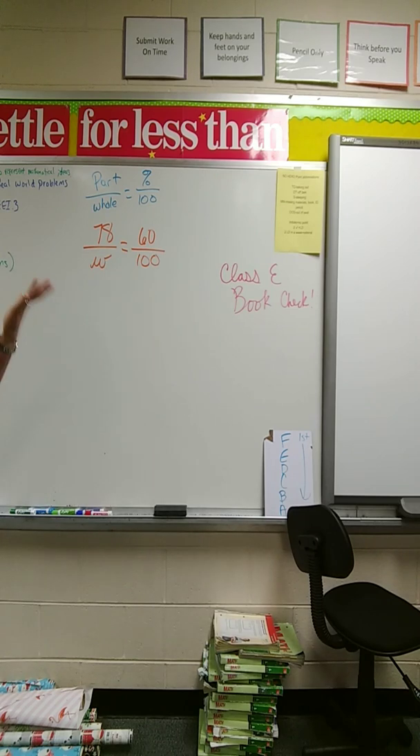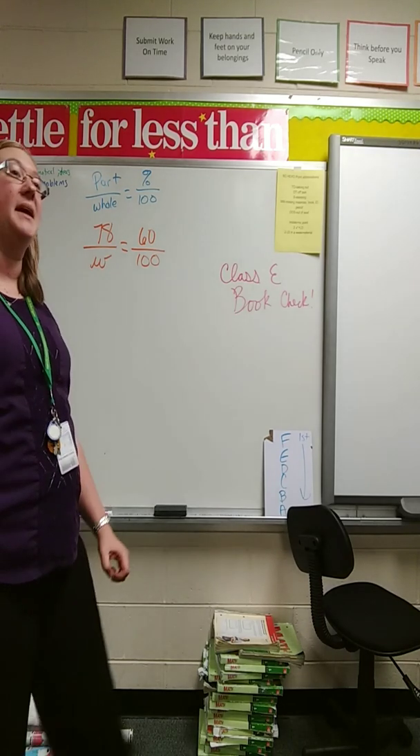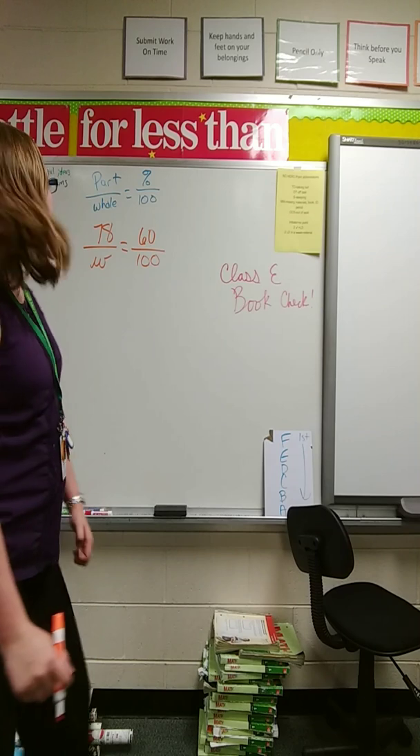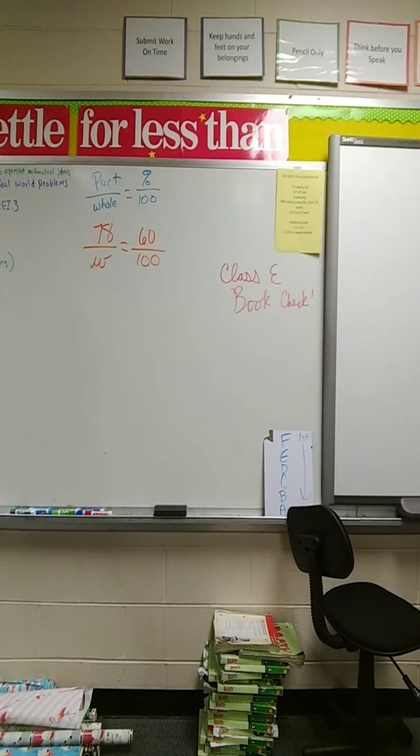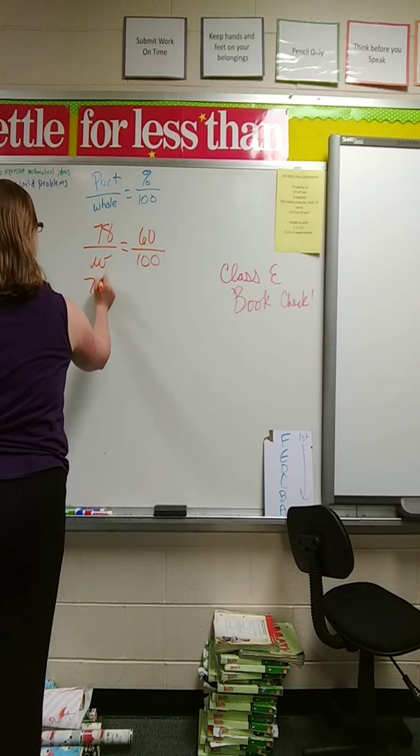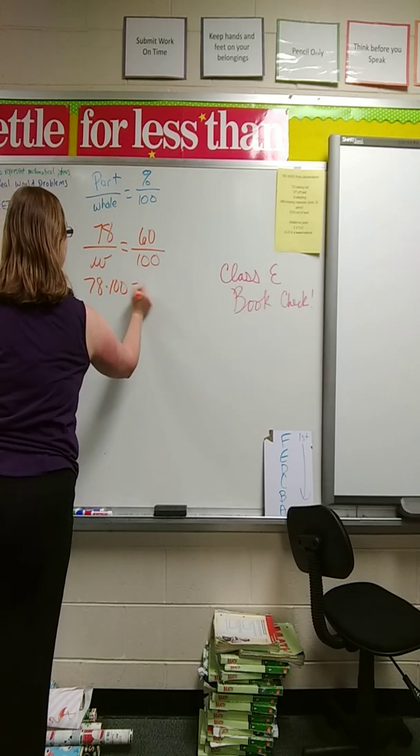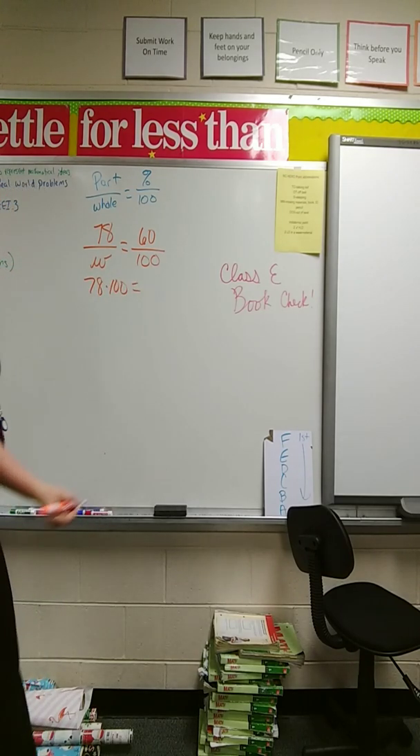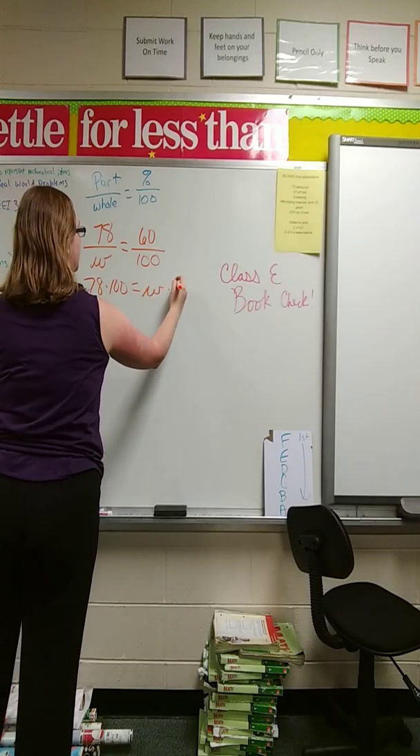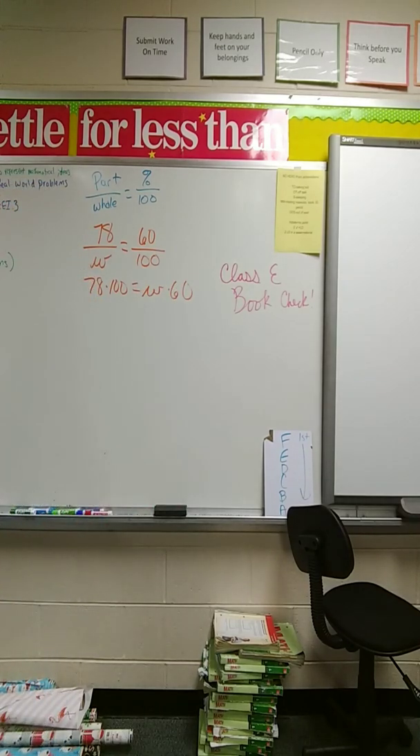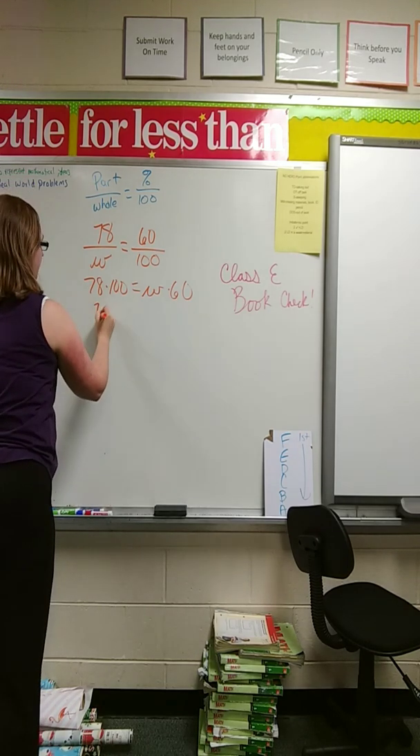What do I do? How do I find my whole? Solve the proportion. Thank you. How do I do that? Cross multiply. Do we need to draw on our band-aid butterfly wings? No? Okay. So what gets multiplied? 78 and 100. And that equals? W times 60. W times 60. Thank you. 78 times 100. 7,800.